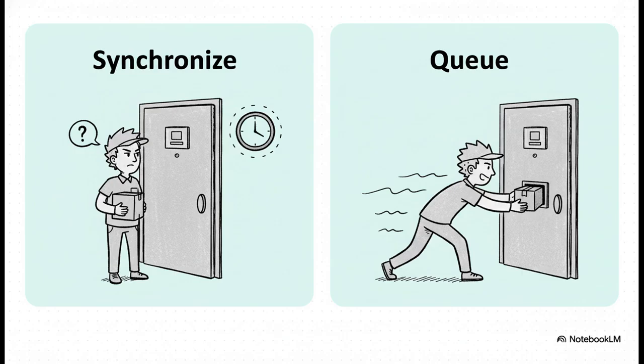It forces the background worker to stop everything and wait on hold until the UI thread is done. Queue, on the other hand, is like sending a text message. It just fires off the message and moves on immediately. It doesn't wait around. Using Queue basically decouples the two threads, and that leads to way better performance.